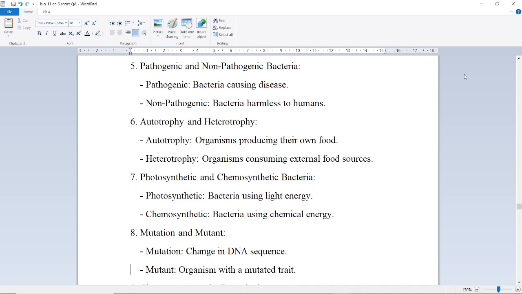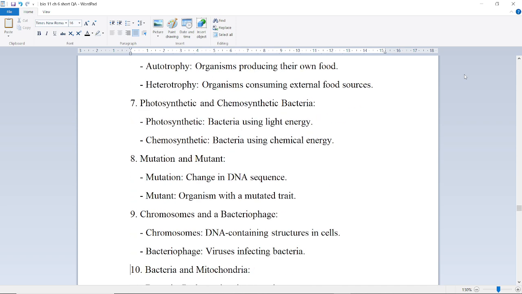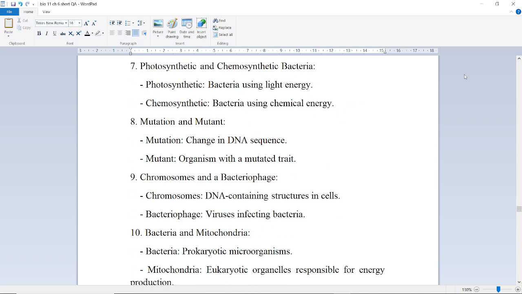Next is photosynthetic and chemosynthetic bacteria. Photosynthetic bacteria use light energy, chemosynthetic bacteria use chemical energy. Mutation and mutant. Mutation: change in DNA sequence; mutant: organism with a mutated trait. Chromosome and bacteriophage. Chromosome: DNA-containing structure in the cell. Bacteriophage: viruses which infect bacteria are called bacteriophage.